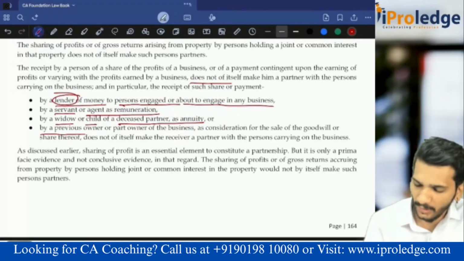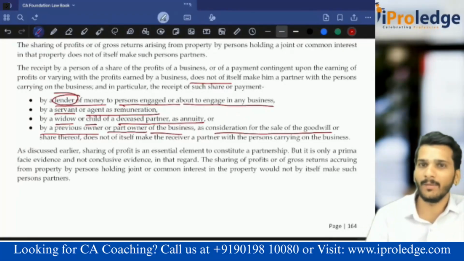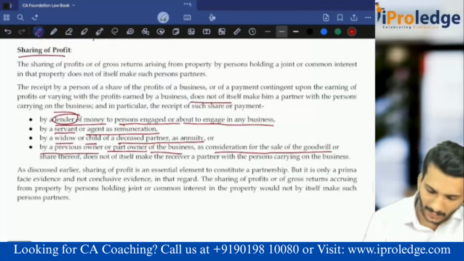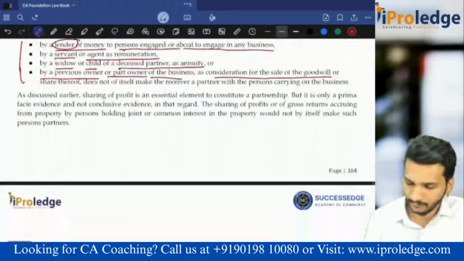By the previous owner or part owner of the business as consideration for the sale of goodwill. That means somebody retired from the business and sold his goodwill. You can pay some amount of money from the profit for them also. That is also not considered as partners. Just because you share the profits or pay these amounts, it does not make them partners of the partnership firm.